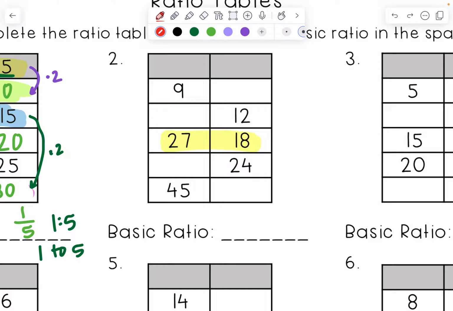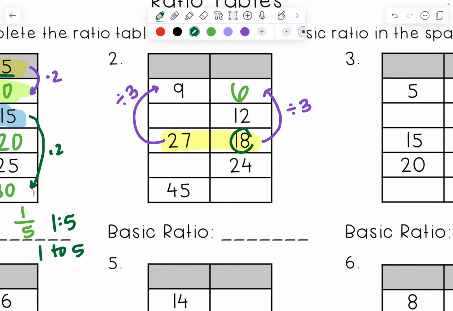So I'm going to start with something that I can easily see, figure out, and divide by to figure out my next missing piece. So I'm going to start with this 27 to 9. To get from 27 to 9, I would divide by 3. So I'm going to take my 18 and I'm going to divide by 3 here. So this missing box would become 6.